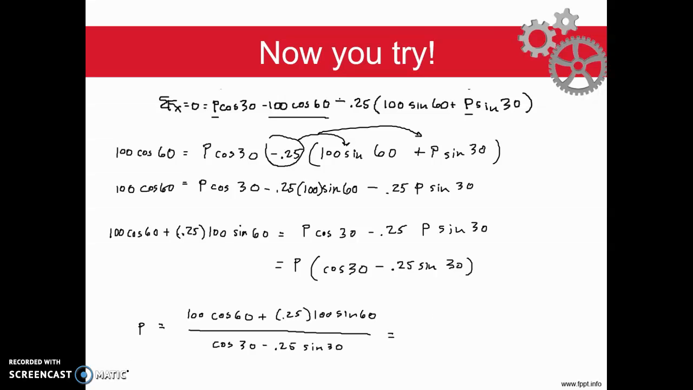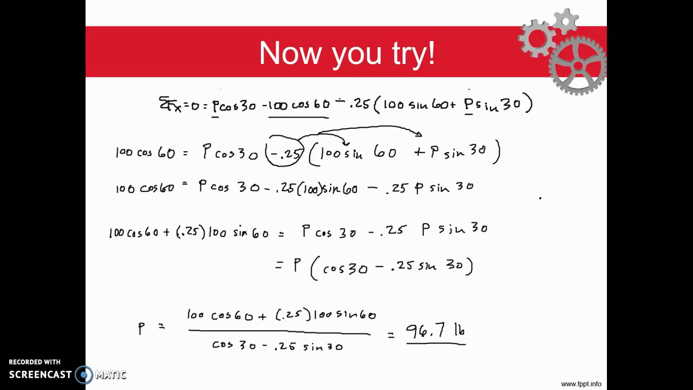Let's plug that into our calculator and see what we get. Okay, so I got 96.7, and these were pounds that we were working with in this problem. So 96.7 pounds is what's going to cause motion to impend up the ramp. So in other words, if we push with a force just slightly greater than 96.7, that box is going to slide up the ramp.